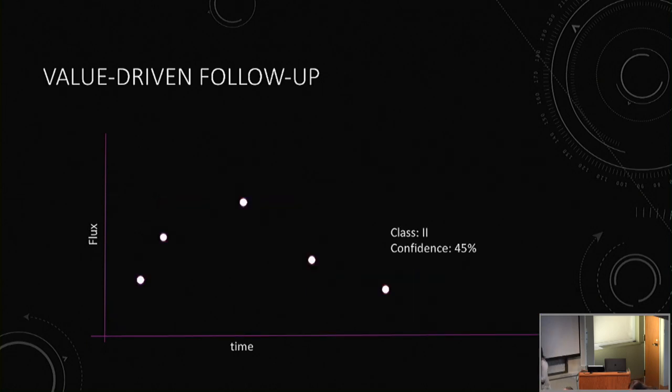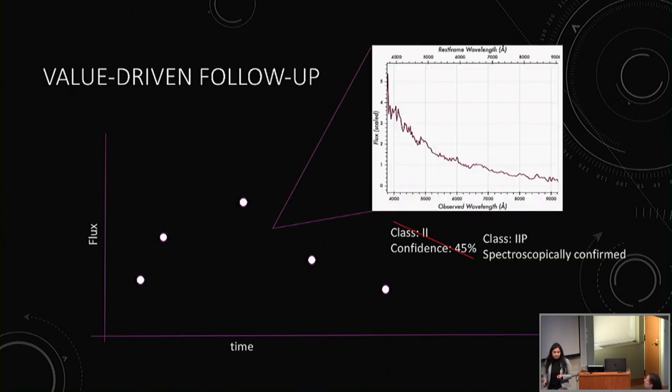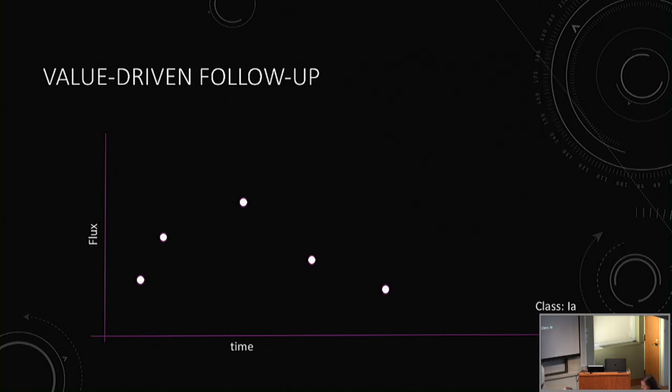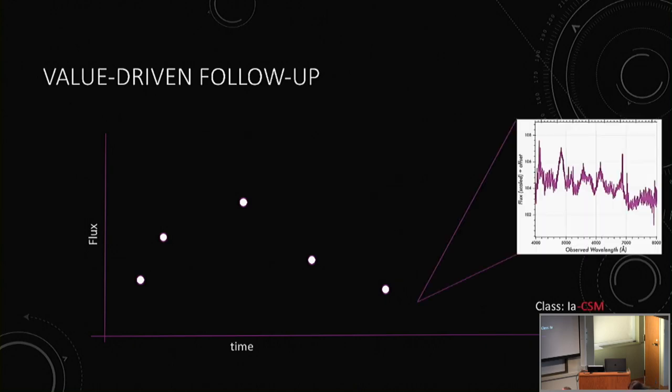Think about it as a different challenge. For example, the same light curves. People are interested in classification. This is sparse, and typically you'll get a classification with some sort of a confidence. So this one is a class 2 with some confidence. These are numbers. But then, for instance, the same oracle could intervene and say, hey, take spectra here. And you could, in turn, confirm the class spectroscopically, which is the gold standard. So that would be great. If this was a 1A, you could wait until late stages, and the oracle could also tell you, hey, take spectra, and maybe you'll find more 1A CSMs.